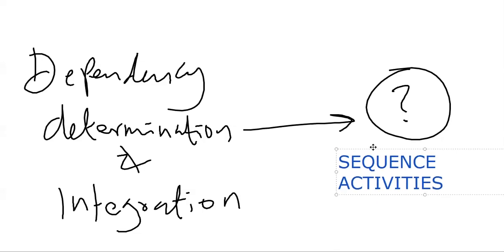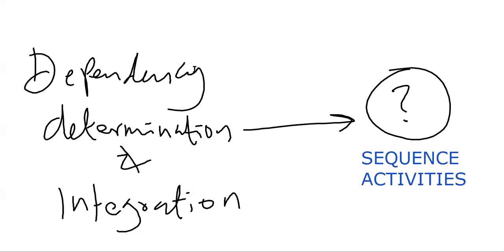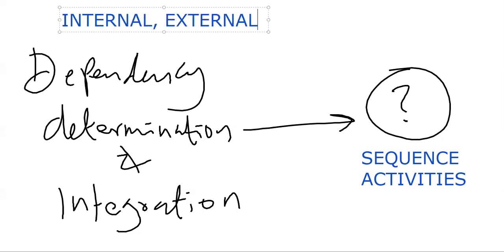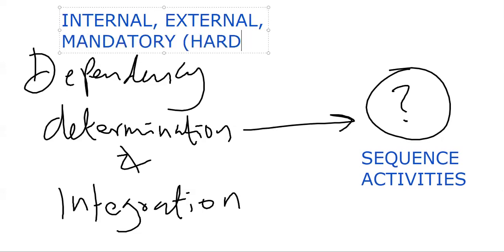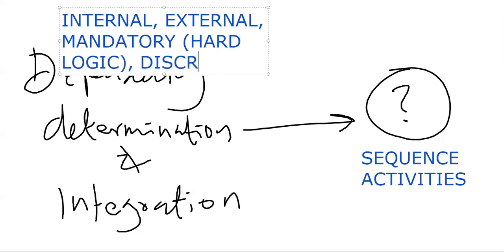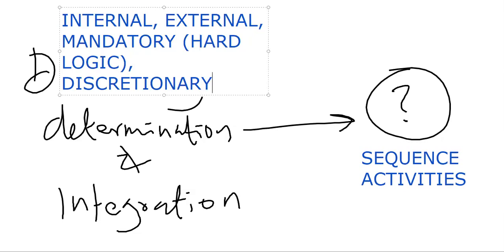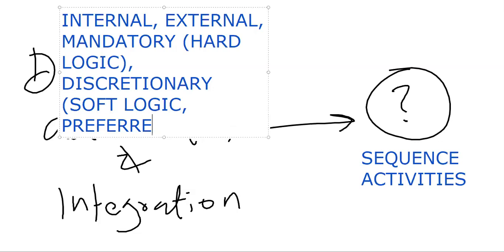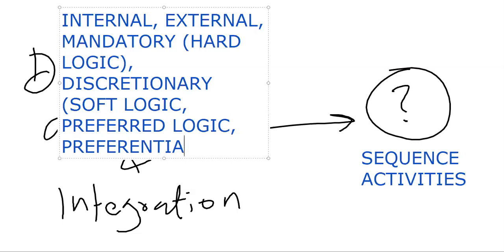And you might recall we have different types of dependencies. We have internal, we have external, we have mandatory, also known as hard logic, and we have discretionary, also known as soft logic. What else do we call it? Preferred logic. What else do we call it? Preferential logic.